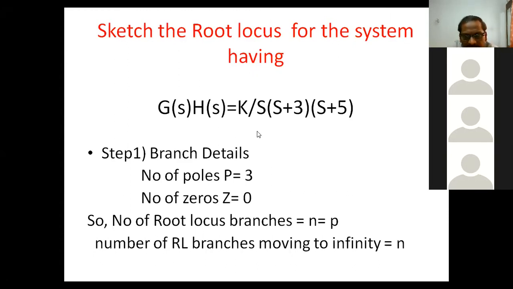Different branch details, where you need to decide the number of poles and the number of zeros, and based on that you can decide the number of root locus branches, and how many root locus branches will approach infinity in search of zero for termination. So here we are considering P = 3, that is the number of open loop poles. There are 3 poles, one at 0, one at -3 and one at -5. There is no open loop zero defined in this open loop transfer function. That's why the Z value is 0.